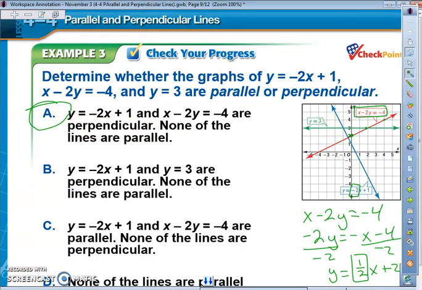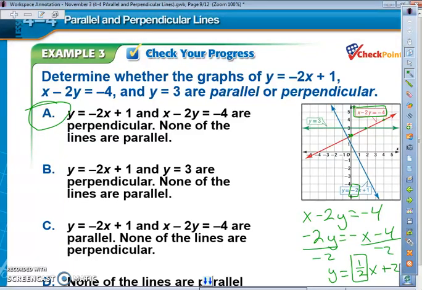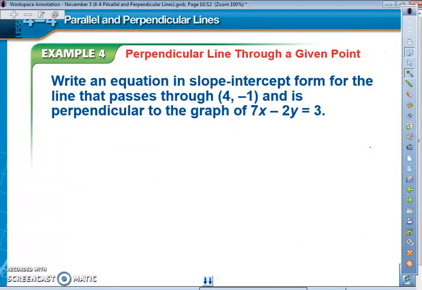Our answer is A. All right, guys, well, this is your longest video up to this point. There's still a couple of slides I didn't get to. We'll go over this perpendicular line. Just make sure that you change the slope to make sure that it is a negative reciprocal.